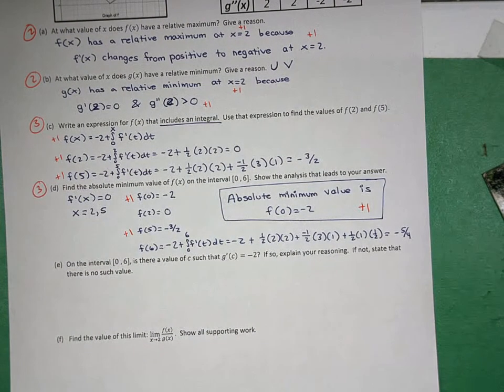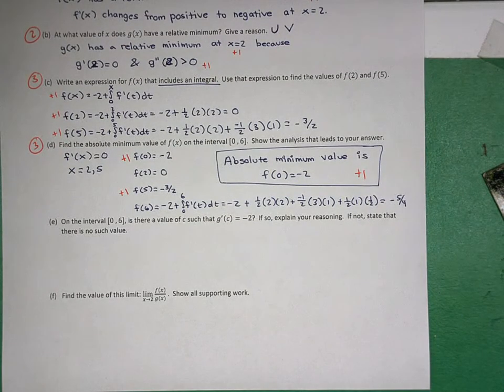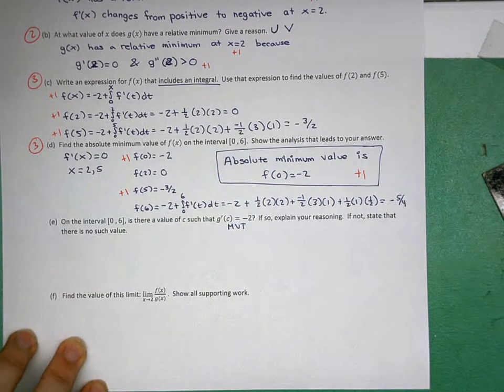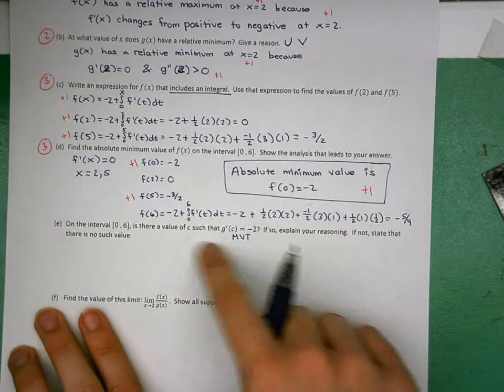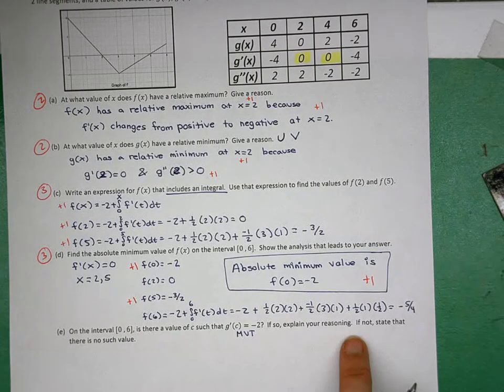Okay, 2 more here. On the interval 0 to 6, is there a value of c such that g prime of c equals -2? So explain your reasoning. If not, state that there is no such value. So this one here is MVT, right? MVT is how we guarantee that a derivative exists. So the first thing we need to be able to say is that we're differentiable and therefore continuous. 3.2, by the way, is where this is. Are we differentiable and therefore continuous for G? Yeah, we're looking at G here.